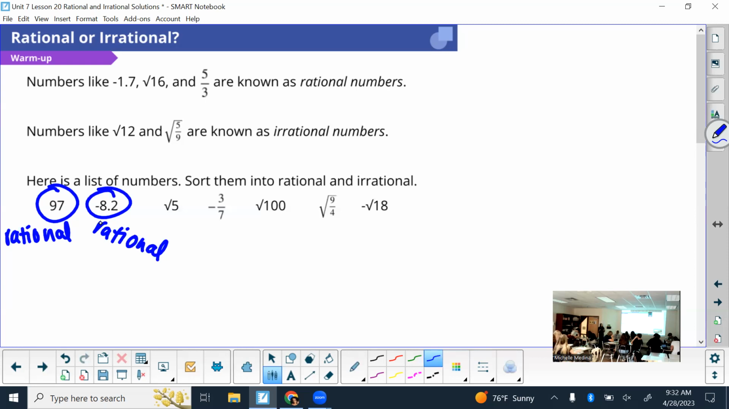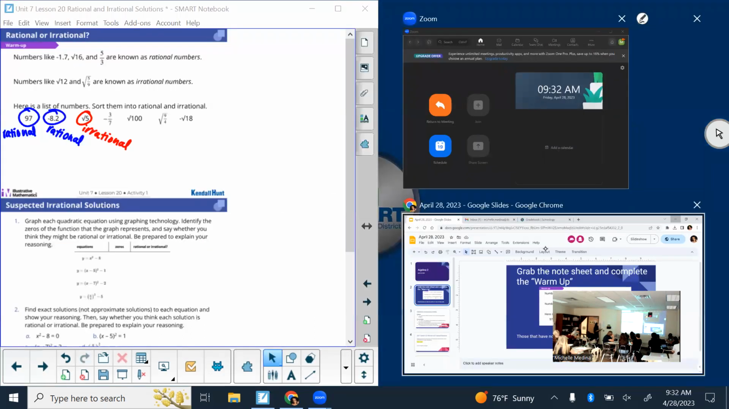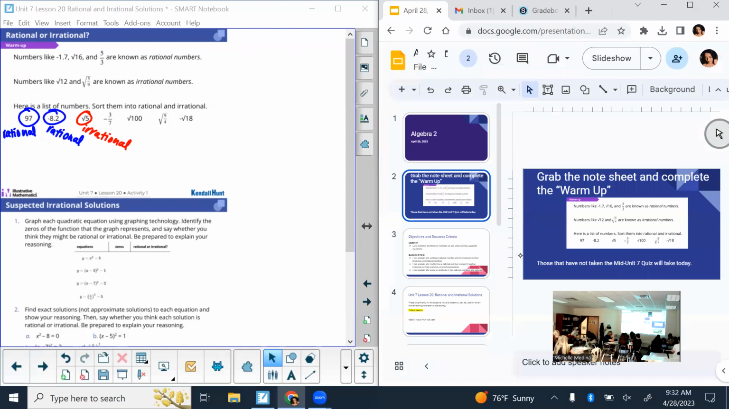All right, table 8. What about the square root of 5? Rational or irrational? With an I? All right, class, agree, disagree? All right, I also agree. We did talk about how all of the non-perfect square roots are all irrational.